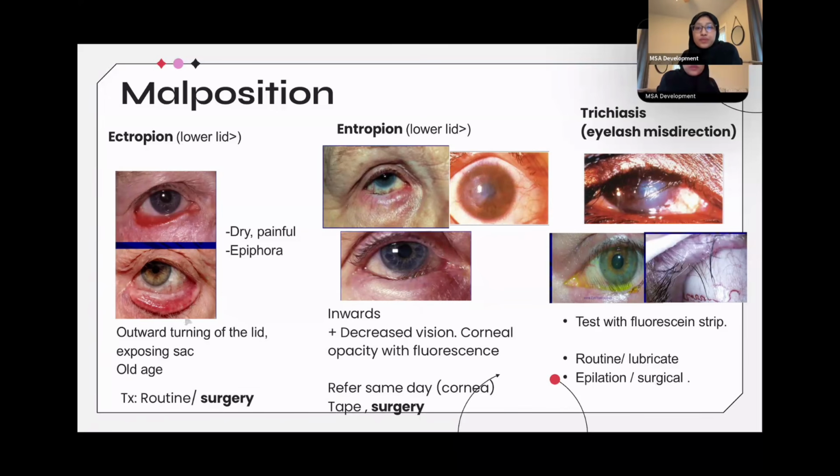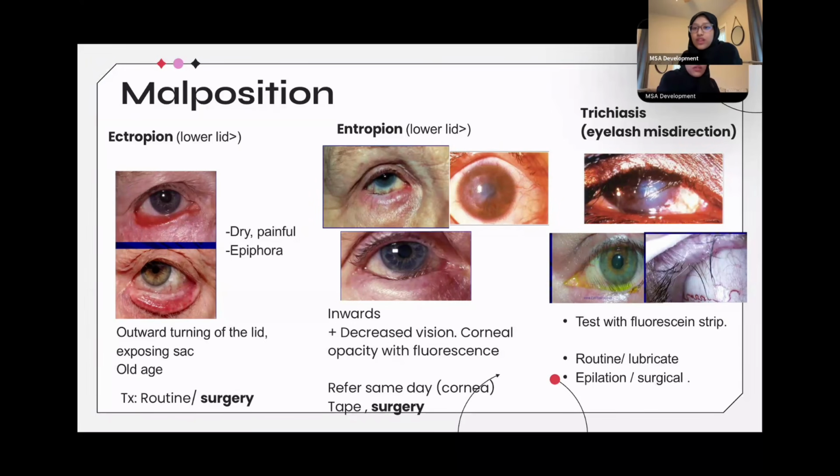What is the treatment for these? This is routine. You can do surgery to fix that dry eye. And then here, because it's touching the eye, you can put tape. Actually, you can put tape back from the eyelid to open it up, or you can do surgery. You can refer same day if it's touching the cornea because you don't want the decreased vision. That is the most problematic thing.